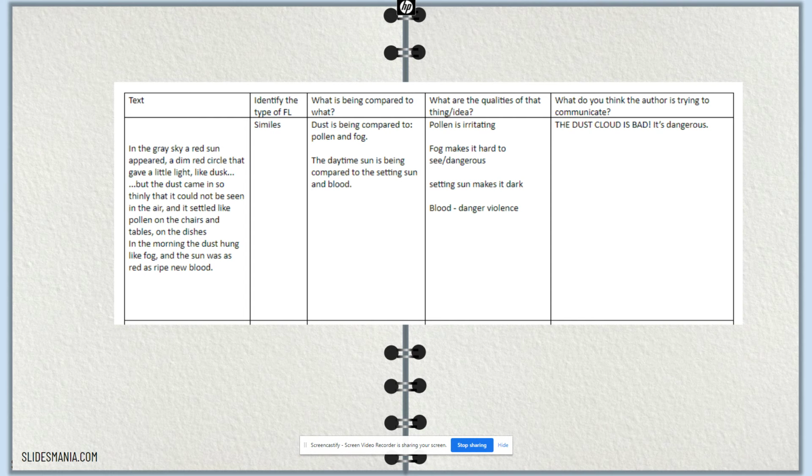And so what do I think the author's trying to communicate here? Well, the dust cloud is bad. It's dangerous. This is a hint to me, as I read, that whatever is going on with this dust is not going to be a good thing. And so that just helps me understand the potential conflict of this text, this story. This is just a little part of the story. You don't have to overthink it. The dust cloud is bad is enough.